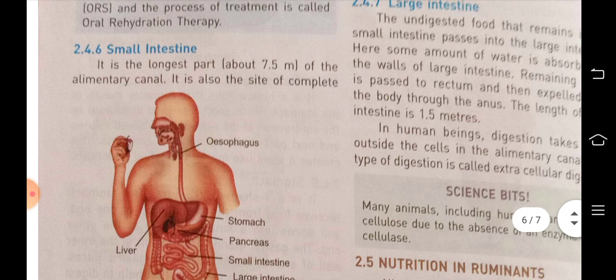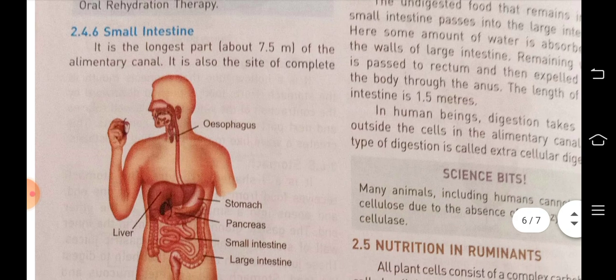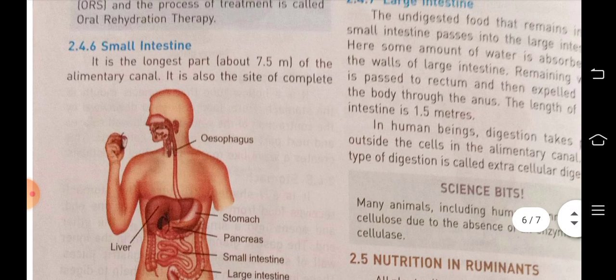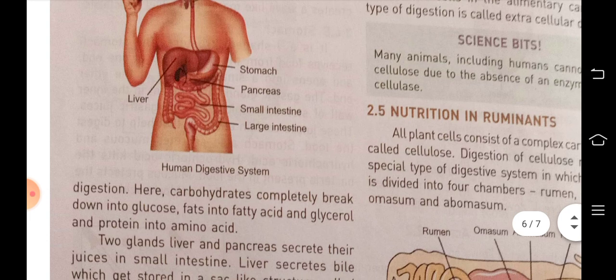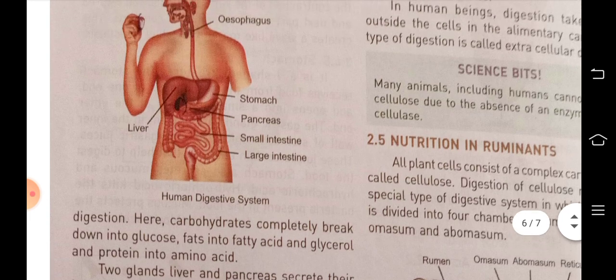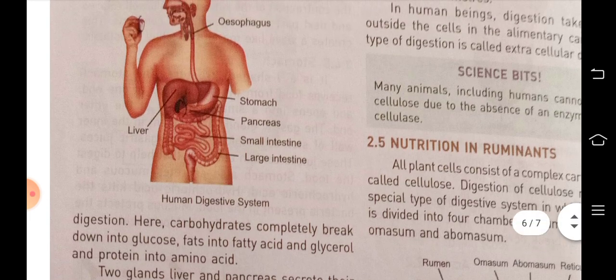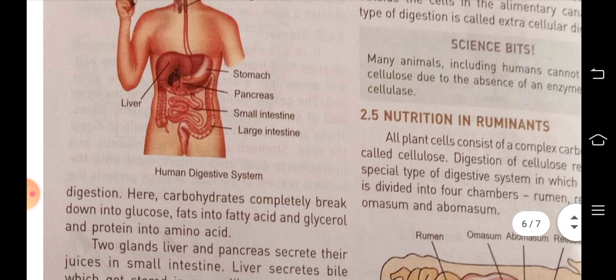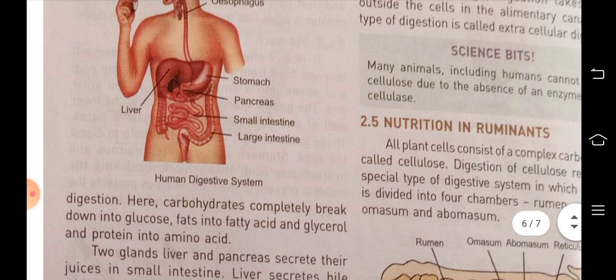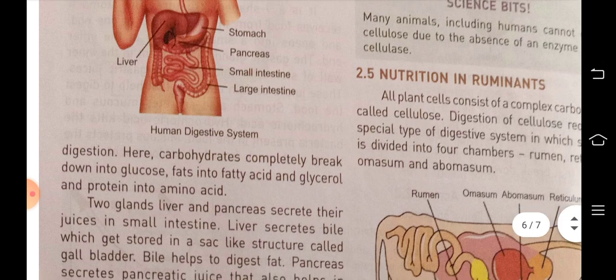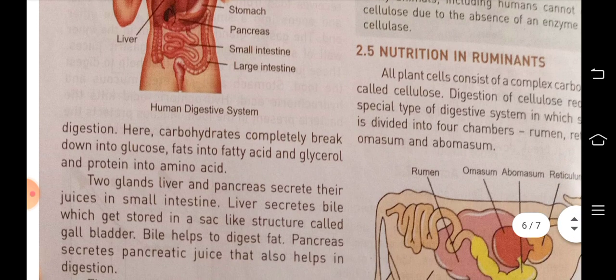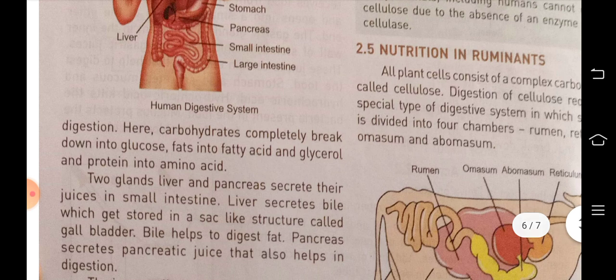Then small intestine, it is the longest part, about 7 to 7.5 meter of the alimentary canal, and it is also the site of complete digestion. The digestion starts in mouth and it gets completed in small intestine. Here carbohydrates completely break down into glucose, fats into fatty acid and glycerol, and protein into amino acid.